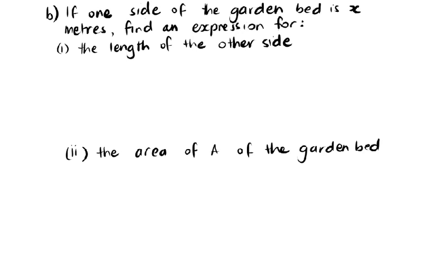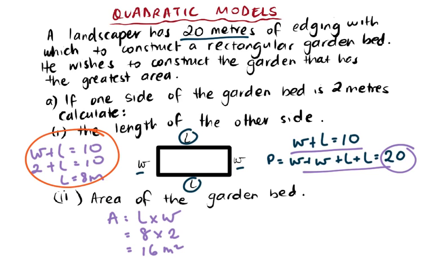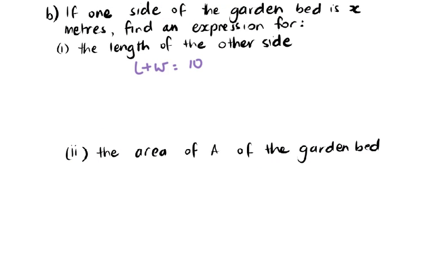Part B says if one side of the garden bed is x metres, find an expression for the length of the other side. So just like before, where we said length plus width has to equal 10, because our total has to equal 20. If length plus width equals 10, and we're saying one of those sides equals x, then we could write the expression x plus w equals 10. And that should then tell us what the length of the other side is.